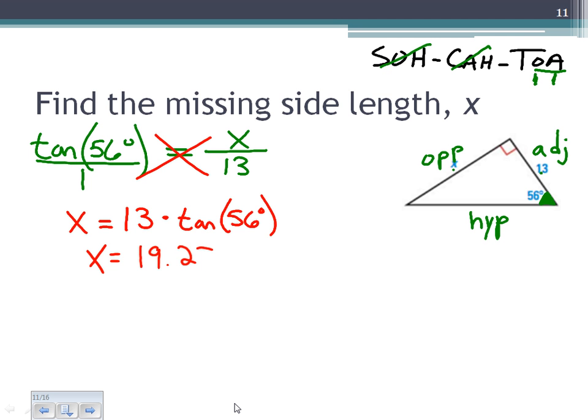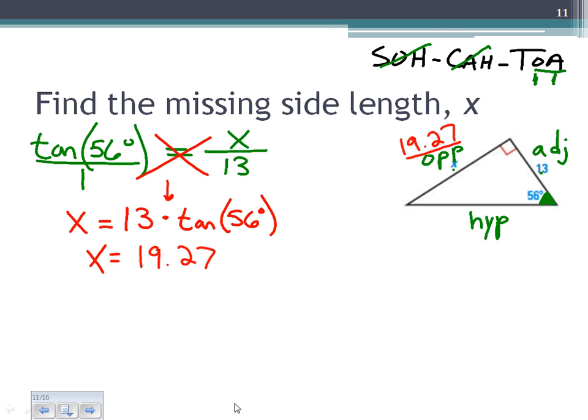19.27. And remember, I can write this without the multiply sign if I need to. When you finish these problems, you should always take a look to see if your answer seems reasonable. Because you're doing this in the calculator and it becomes a little bit mysterious, you don't know what that ratio is going to be, make sure that your number looks reasonable. Does 19.27 look like a reasonable answer?